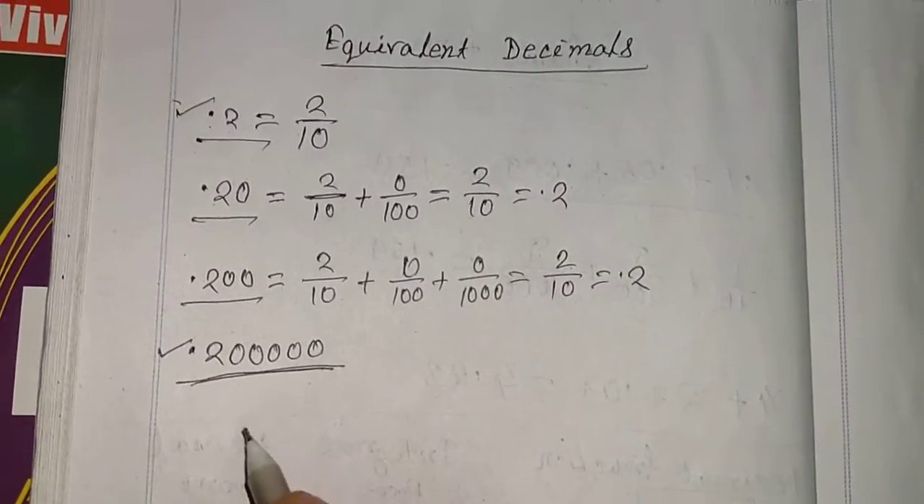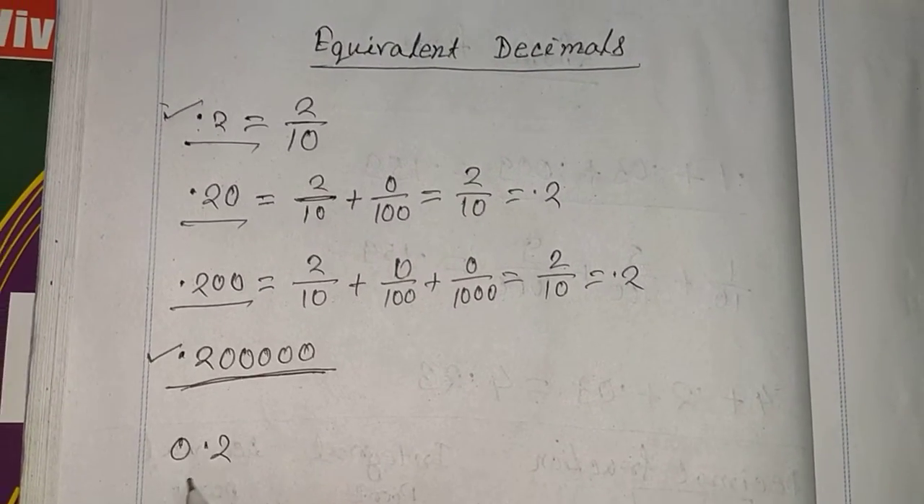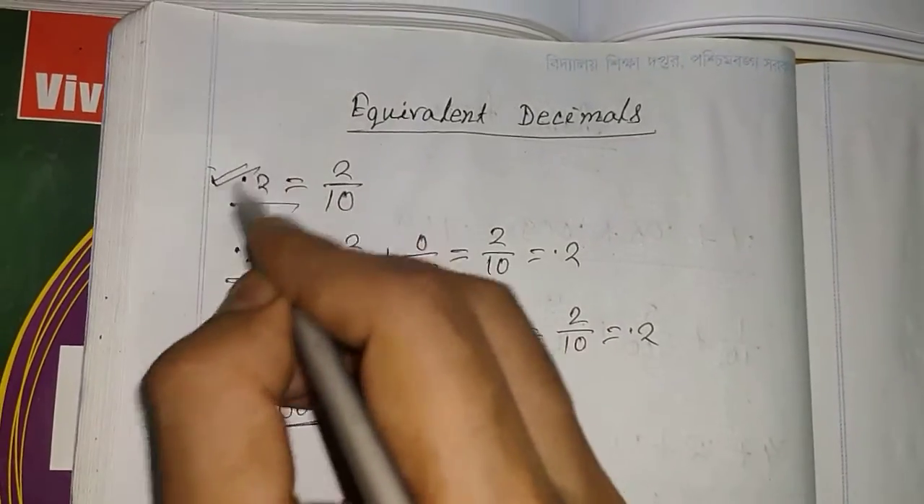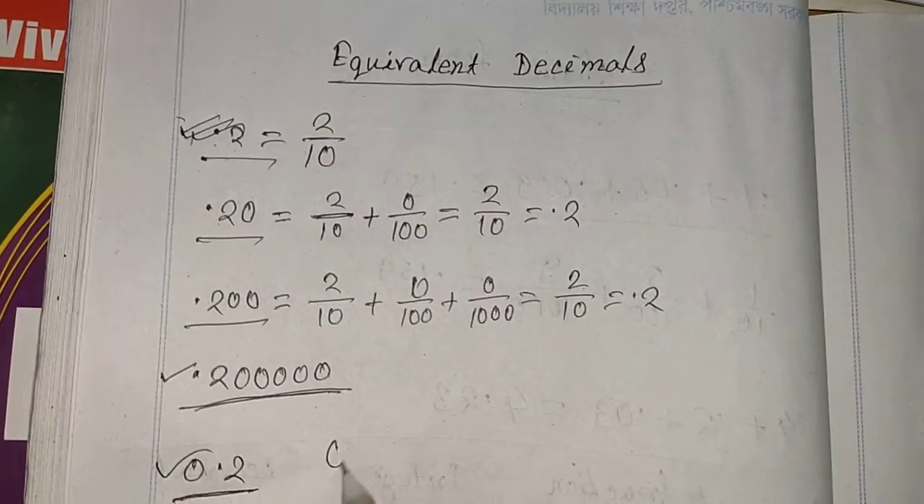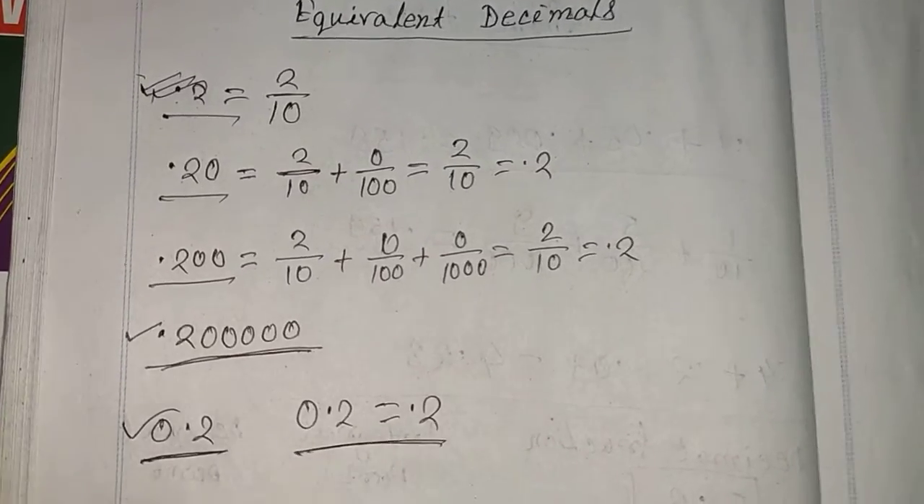So these are equivalent. And if we add a 0 before the point, like 0.2, that is also equivalent to that fraction. So these are equivalent.